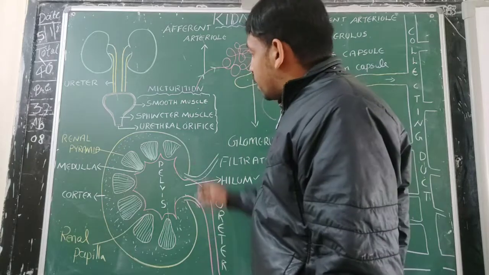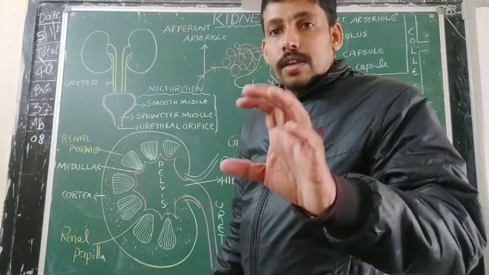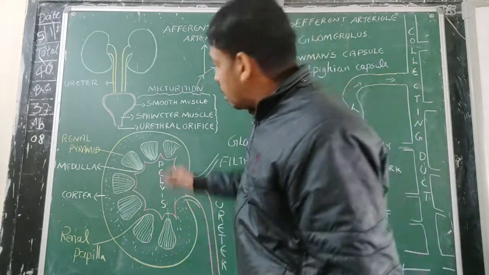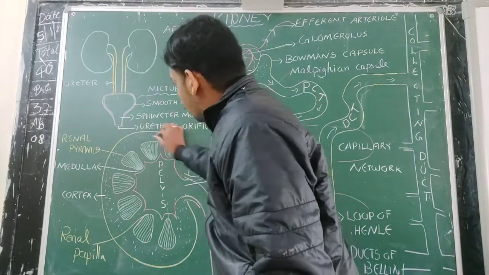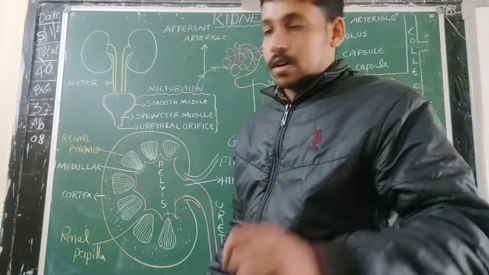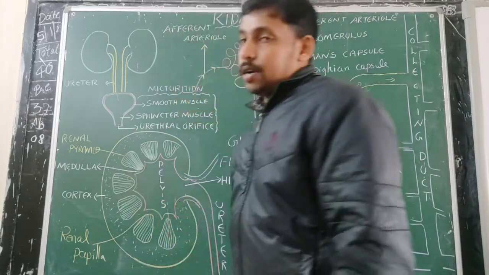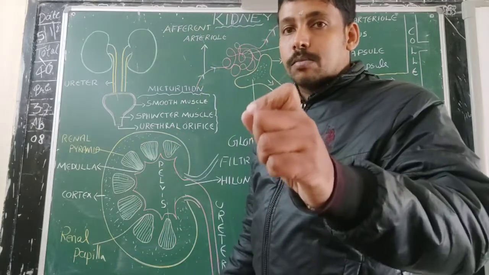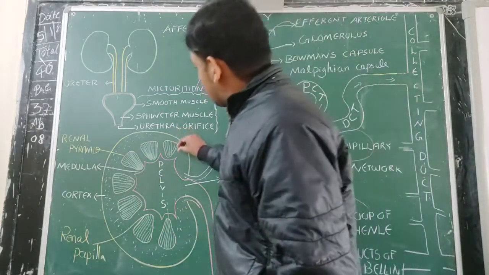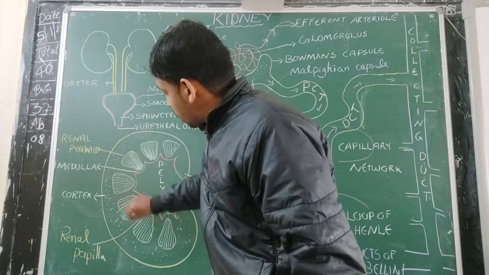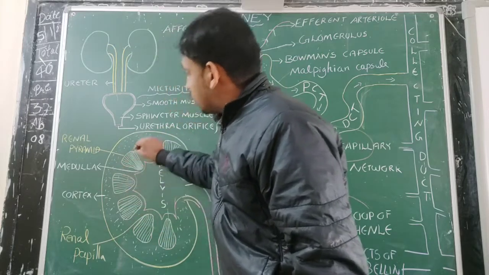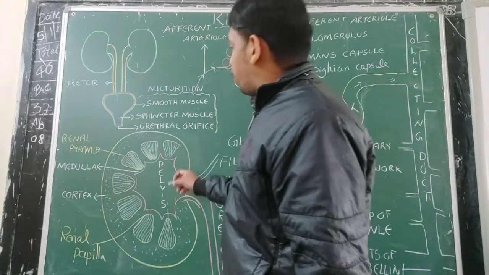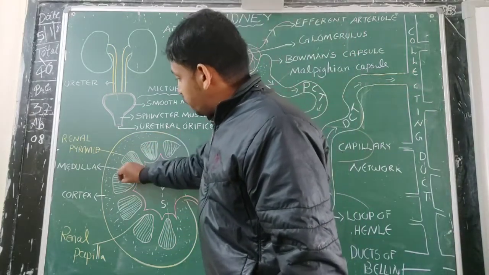Anatomically, internally the kidney is divided into two regions. The outer region is known as the cortex, and the inner region is known as the medulla. In the medulla we can see some conical projections. What are they? The renal pyramids. These are all the renal pyramids.